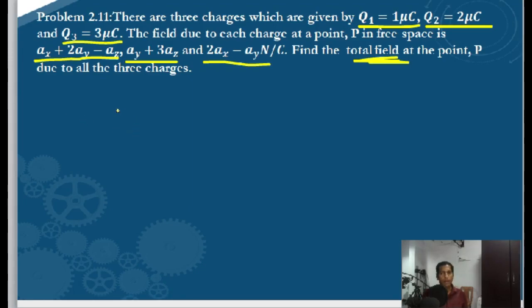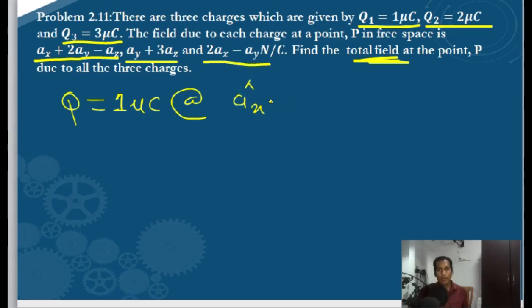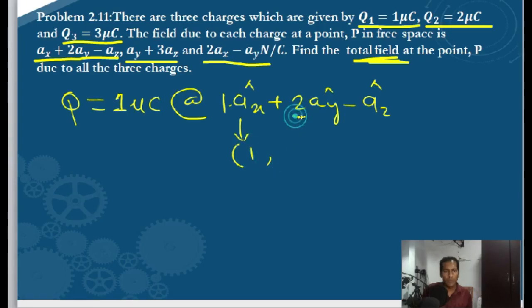So part 1: the location is given in the form of direction. How can we find it out? Suppose we have Q1 here. What is the value of Q1? 1 microcoulomb. Where is it present? At Ax cap plus 2Ay cap minus Az cap. That means x is equal to 1, y is equal to positive 2, and z is equal to minus 1. So this is x, this is y, and this is z.